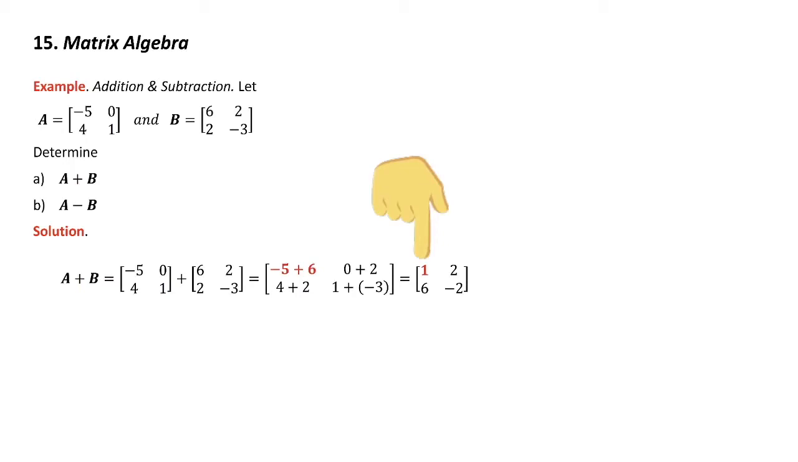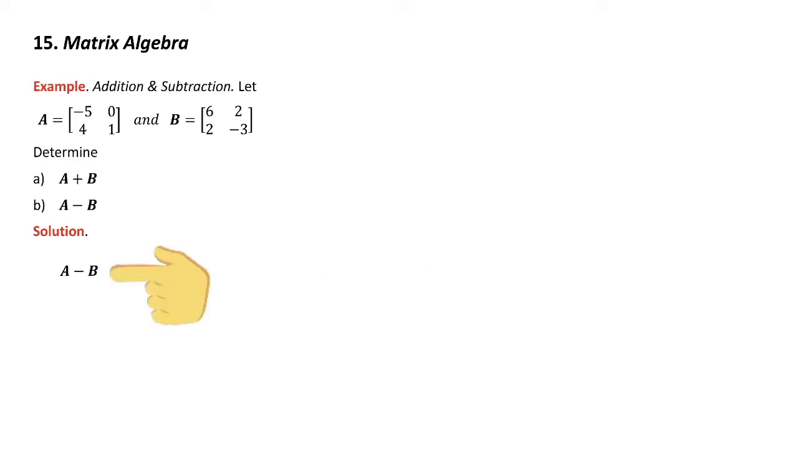The minus 5 plus 6 over there is 1. The 0 plus 2 is 2 here. The 4 plus 2 is 6. And the 1 minus 3 is minus 2. So again, there's no surprises. And not surprisingly, subtraction works exactly as you'd expect it to work also.